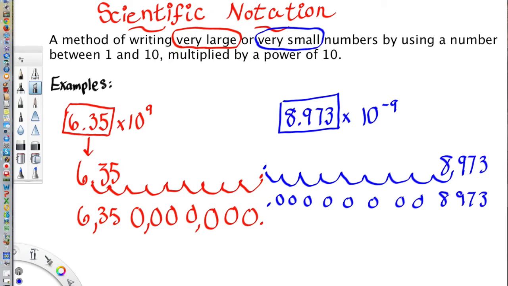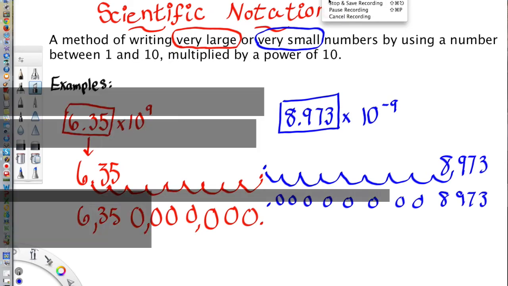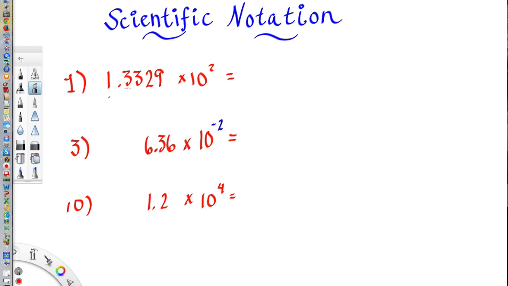Let's do some sample problems together. Let's take a look at number 1. I have 1 and 3,329 ten-thousandths times 10 to the second power. What does this tell me to do? This tells me to take this exponent, this 2 right here. It's a positive 2, tells me to move the decimal point 2 places to the right. So that will give me 133 and 29 hundredths. That's my answer.